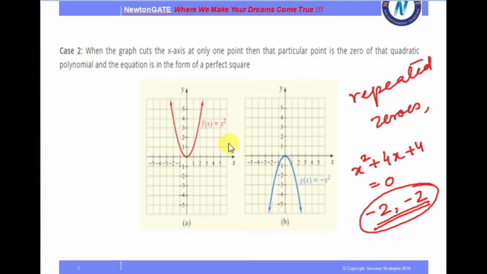Here we have taken the example of f(x) equal to x square. Now x square becomes 0 at 0, 0. Both the times if we place x equal to 0, we get the equation, and hence it is crossing the line at just x equal to 0.